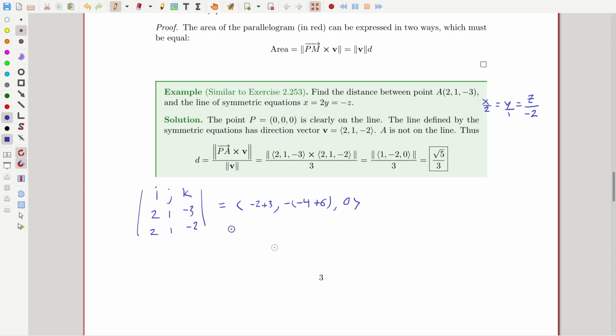And simplifying that, we do end up with 1 comma -2 comma 0, which is that. And then the magnitude of this, 1 plus 4 is 5. Take the radical, you get √5 on top. So there we have it. That's the direction, distance.